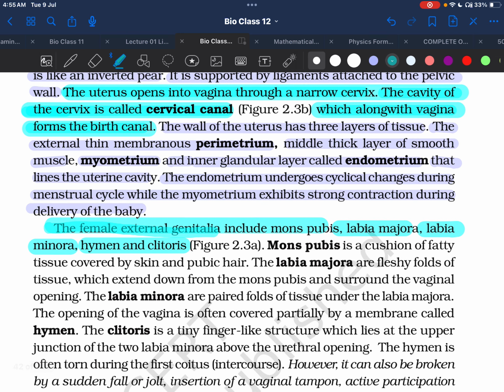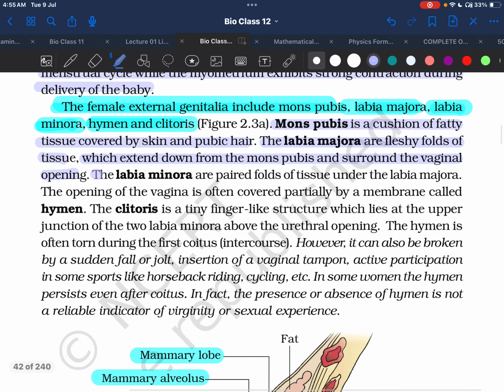The female external genitalia include the mons pubis, labia majora, labia minora, hymen, and clitoris. The mons pubis is a cushion of fatty tissue covered by skin and pubic hair. The labia majora are fleshy folds of tissue which extend down from the mons pubis and surround the vaginal opening. The labia minora are paired folds of tissue under the labia majora. The opening of the vagina is often covered partially by a membrane called the hymen.